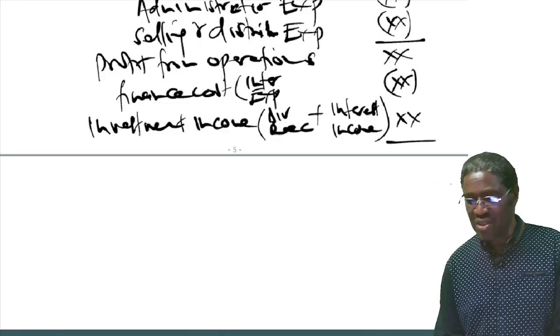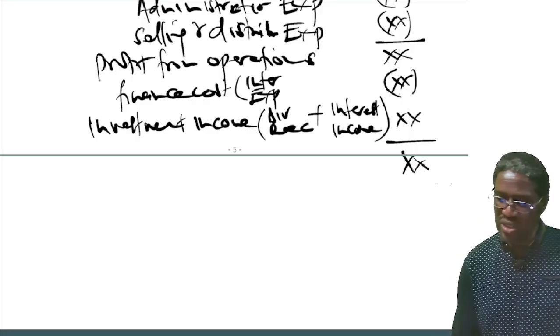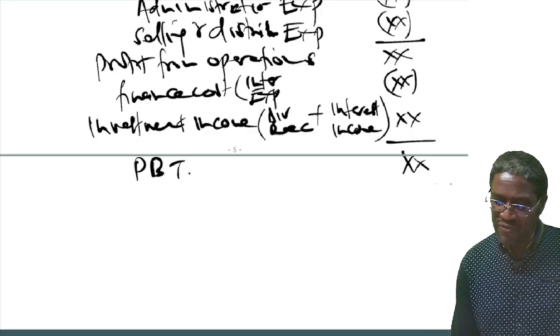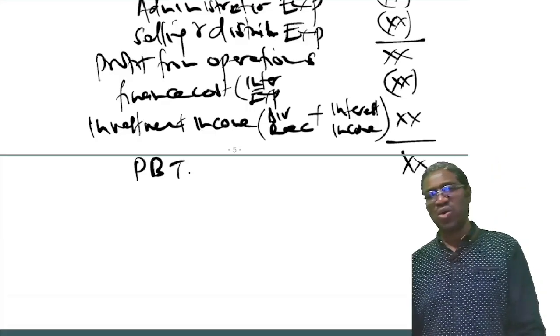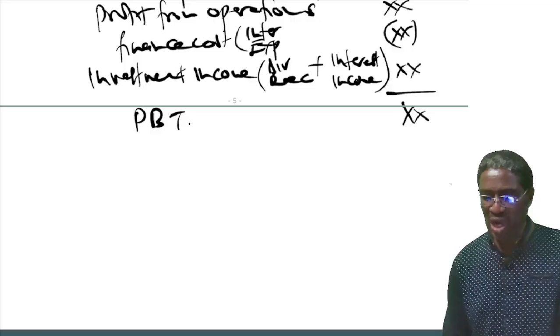Then once you do that, get the net there, and whatever you get, that is what we call profit before tax. That's what we call profit before tax. Then once you have that, you come to tax.